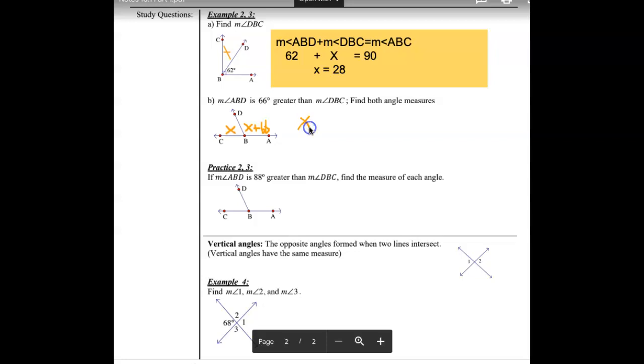X plus 66. And remember, the reason that I can add these up and equal them to 180 is because they form a straight line. So solving this, guys, if you were to solve this, you'd get, let me move to the text option actually.